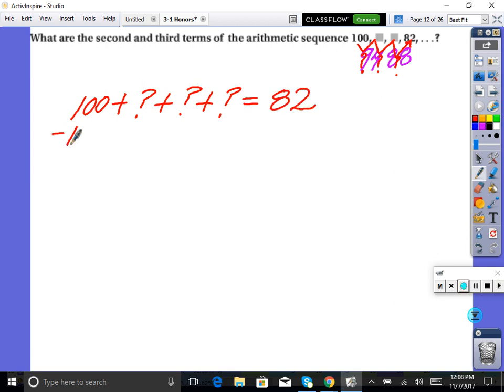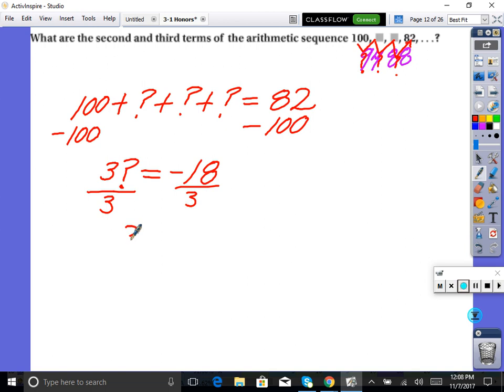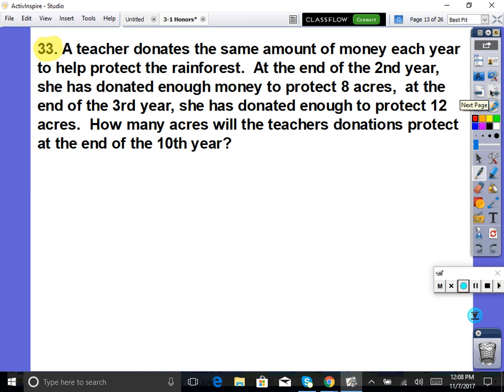That's a true statement. Solve for question mark. So you'd subtract 100. So then you have 3 question mark equals negative 18. Divide by 3. So it looks like our question mark that we're subtracting is negative 6. So that means we're subtracting 6 each time. So then 100 minus 6, and that's how they were able to get that. Does that make sense? For some people, okay. That's exactly what you did. It's just you did it in your head, a lot of you. Okay, cool. We do not need to go through this one, but this is an example of a real world problem, so make sure you do that one right.